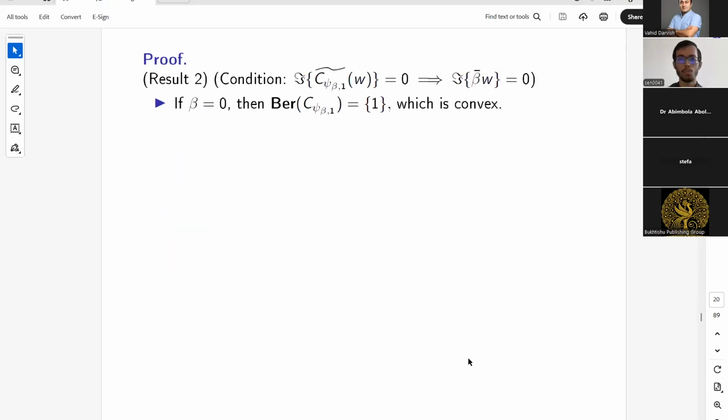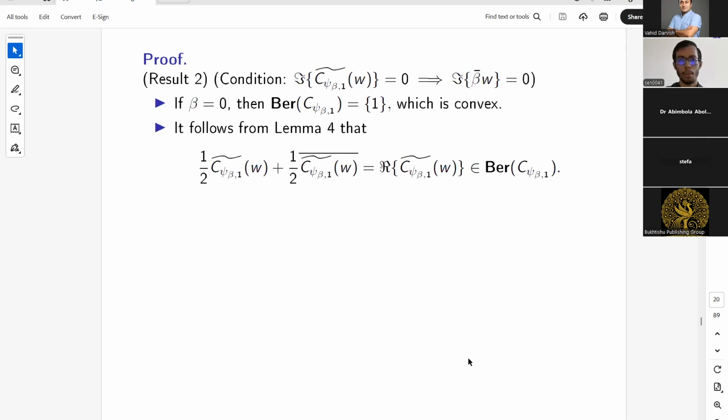And now I prove the main result. We cannot prove that the Berezin range is convex only for beta equal to 0 without this condition, so we assume the condition that the imaginary part of psi C psi beta 1 tilde W equal to 0 implies that the imaginary part of beta bar W equal to 0. If beta equal to 0, then it is clear that the Berezin range contains a single point, which is convex.